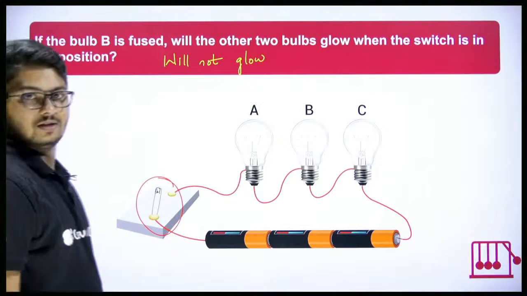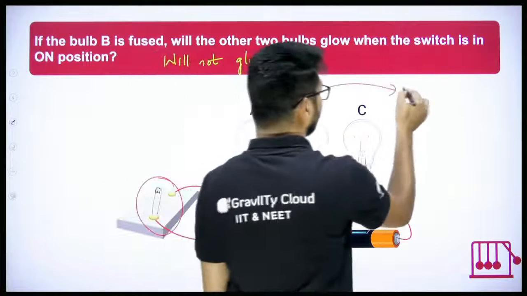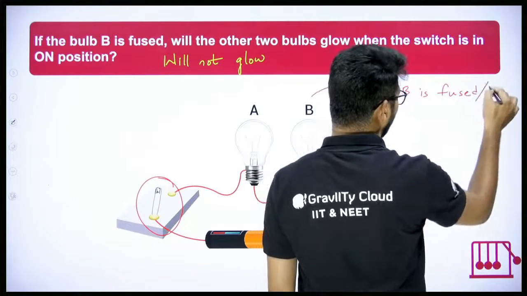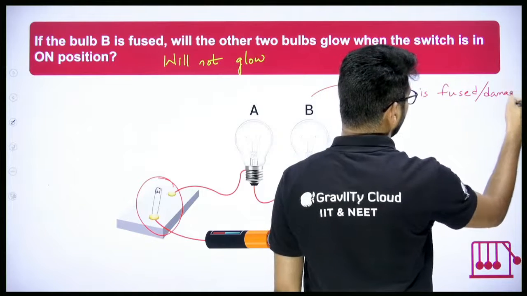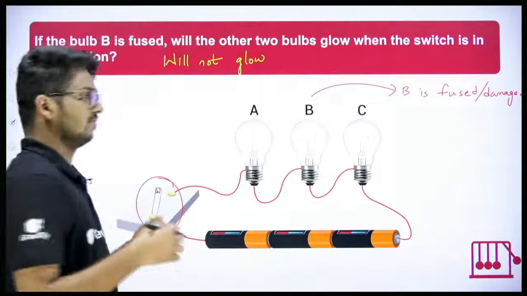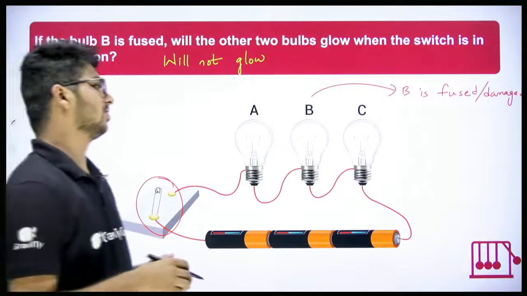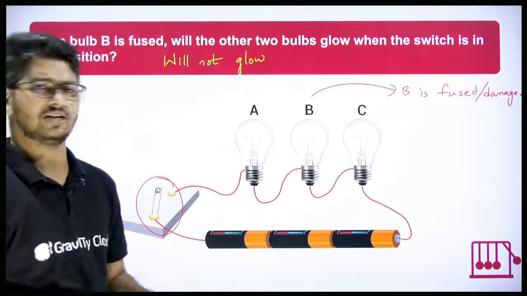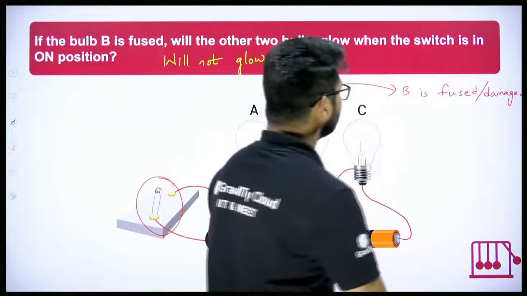See here. B is fused. What does fused bulb mean? Damaged. It could be damaged because the filament could be damaged, the glass case could be broken, or the connecting wires could be damaged. Anything. So B is fused.